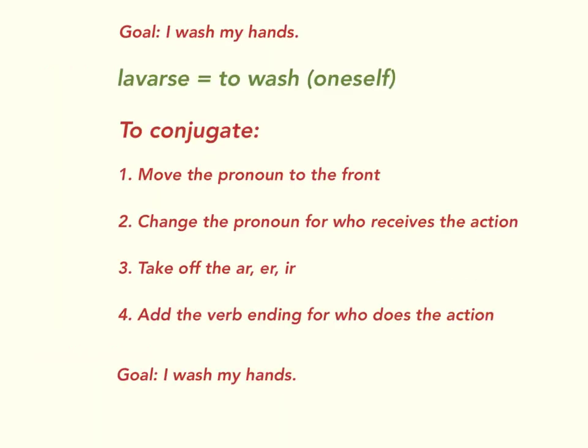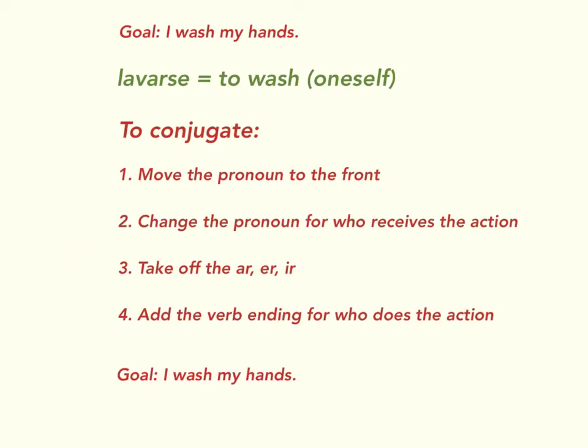So we really have about a 4-step process here. And when you get better at this, you can move ahead quicker and kind of skip some of the steps because you know how to do it. But let's look at first how to conjugate these reflexive verbs with our 4-step process. Step number 1, move the pronoun to the front. So we're going to take the se off at the end and move it to the front.